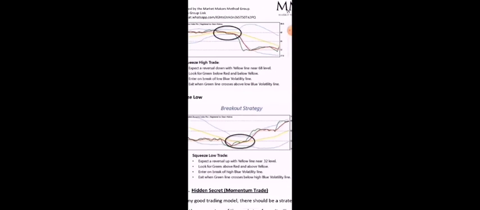Look for green below red, the blue below yellow. Enter on the break of the low of the blue volatility line. Exit when the green line crosses above the blue volatility line. So squeeze is high and squeeze is low. When the squeeze high happens, the market goes downwards. When the squeeze low happens, on the 32 or this kind of level, it's gonna go up.